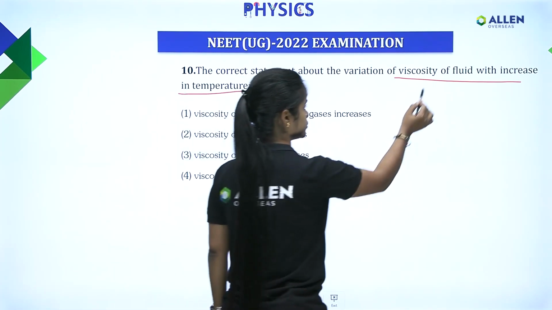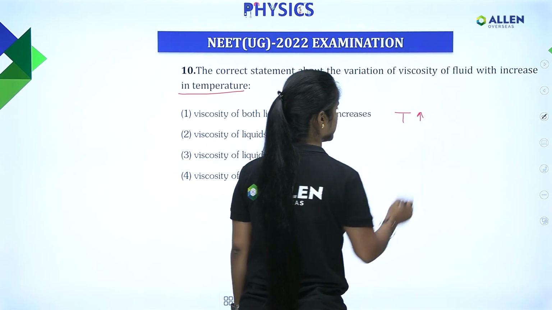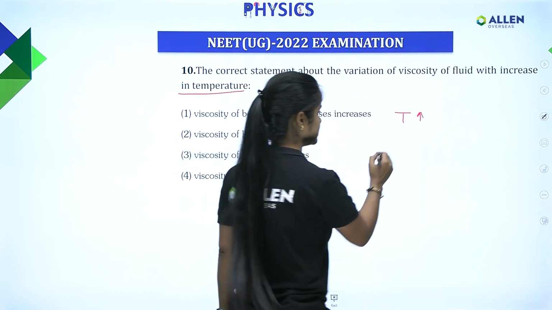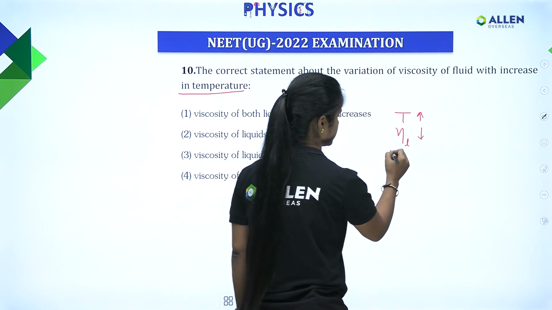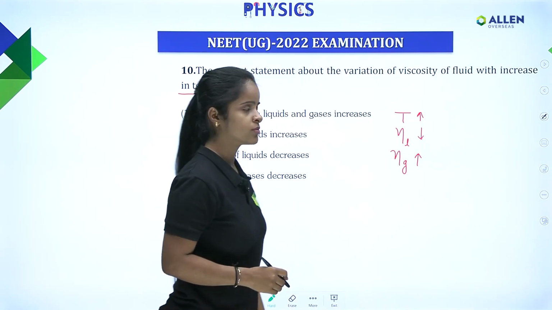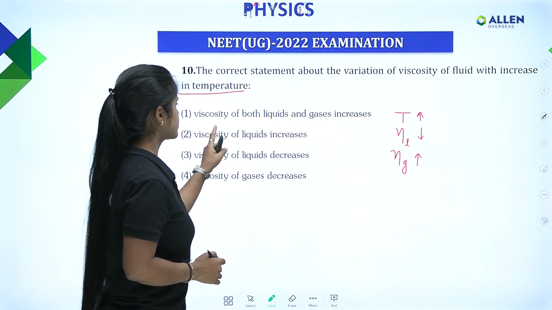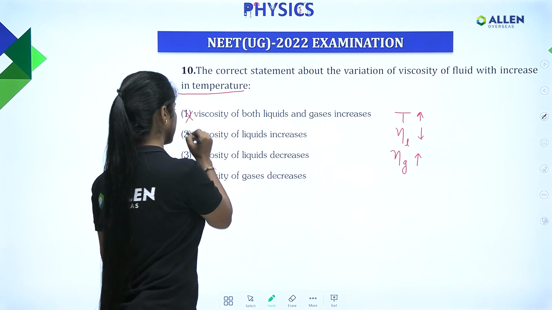What you have to do? You have to increase the temperature. Temperature is increasing, and as I said, viscosity, that is eta, eta of liquid decreases with increase of temperature. At the same time, eta of gas increases with increase of temperature. This is the concept, right? So viscosity of both liquid and gas increase. This will be the wrong option.